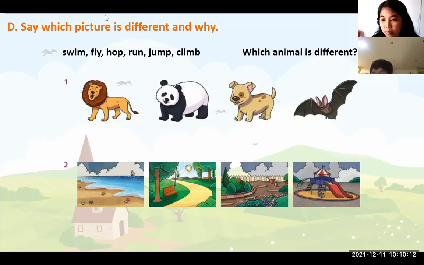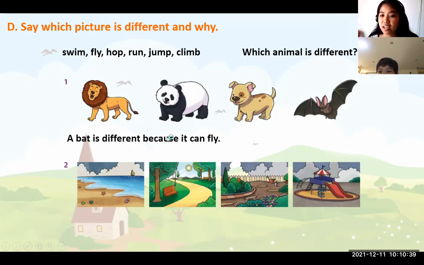Bats sleep during the day but wake up at night. And the bat can fly, but these animals cannot fly, and they wake up during the day and sleep during the night. Okay, wow, very good, Zen. So you are correct. A bat is different because it can fly.